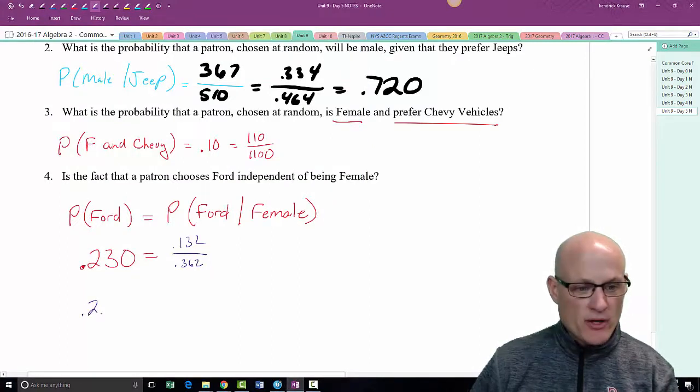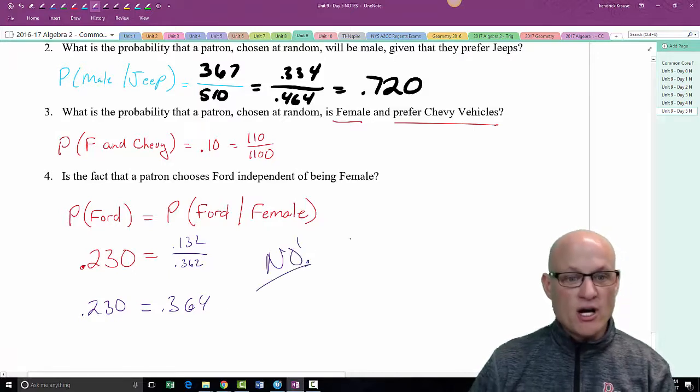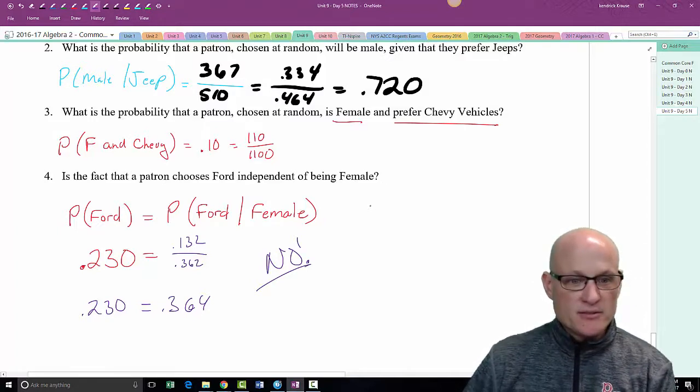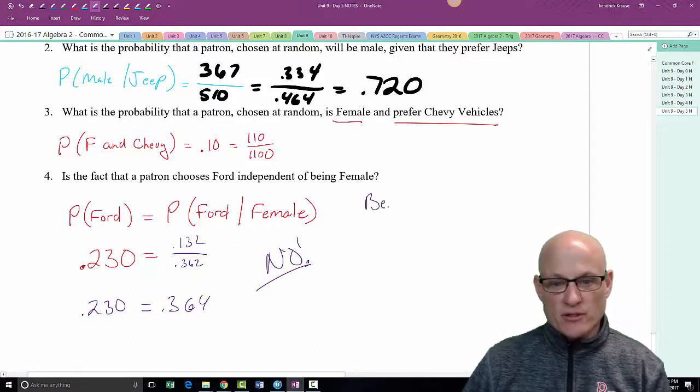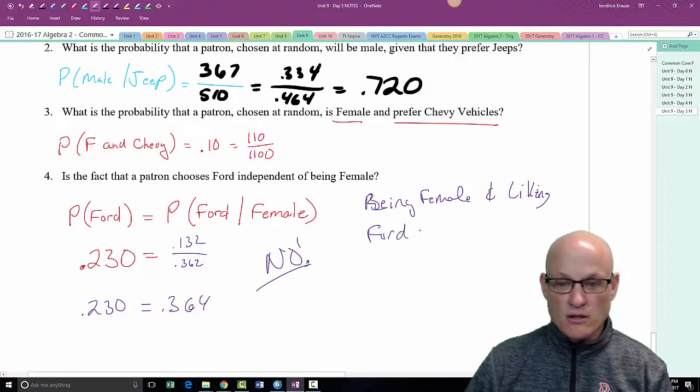So does 0.230 equal 0.364? No. So are they independent? No, they are not independent. Being female and liking Ford are not independent. And that was a very quick test for independence.